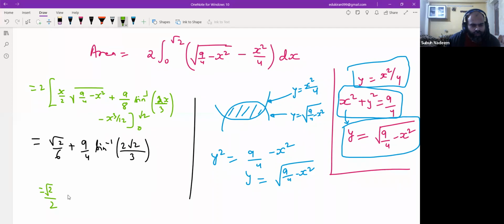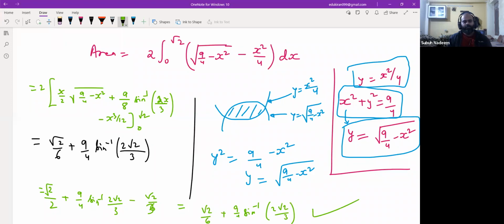minus 0. Then the next one will be 9 by 4 sine inverse 2 root 2 by 3, minus x cube by 12, so 2 root 2 by 12, root 2 by 6 you will get. Now root 2 by 2 minus root 2 by 6 when you do it, and the 2 is also multiplied now. So it will be 3, I think, or 2, 6, 3. Okay, so it will become 3 minus 2, 1 by root 2 by 6 plus 9 by 4. I think you are getting the correct answer. That is good. Yeah, fine. And this is the correct answer.